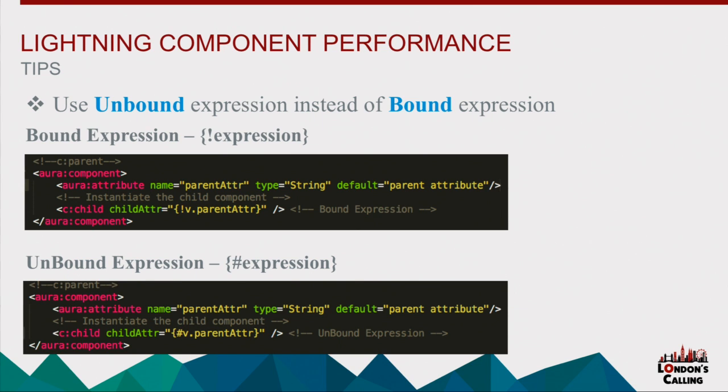So sometimes you just want the data to pass from parent to child. In those scenarios, you'd use unbound expression, which decouples the bidirectional binding. The way you use unbound expression is by using a hash instead of an exclamation mark. If you use an unbound expression, it behaves just like how JavaScript would behave. Things like strings will be passed by value. So if you pass the parent attribute to the child attribute, and you change the attribute in the child, it won't change the attribute back in the parent. Most of the time I've seen that I don't need that changed value back in the parent, but it depends on the use case.